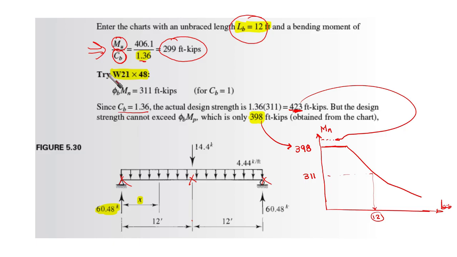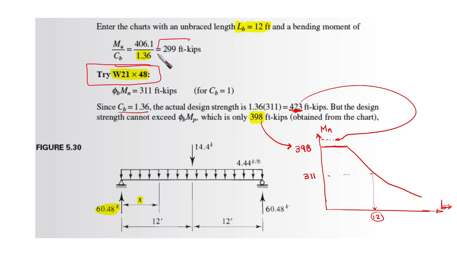After that, try wide flange 21 by 48. I think that I put it here. So now you have this value, which is the required moment after being modified by the CB. This is okay, no problem with this. It is similar to going with 406 and multiplying whatever you get from the curve by the CB. So now let's try this.